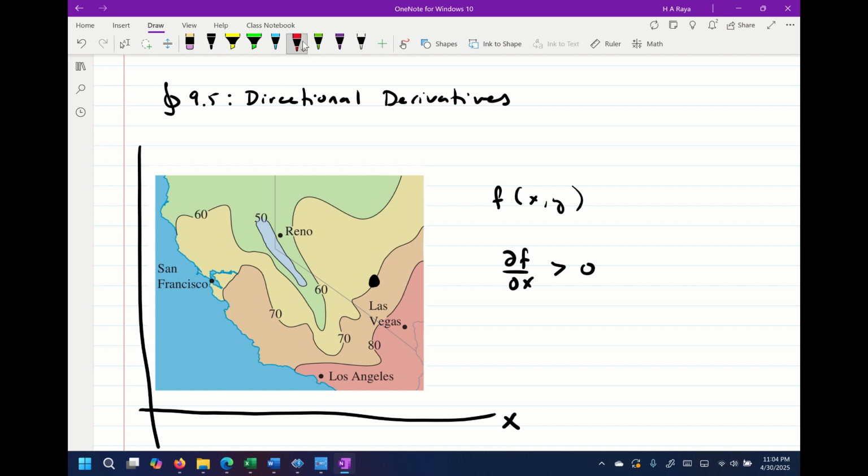On the flip side, if you go up in this direction, where your y values will be going upwards, you would be starting from an elevation of 70 and headed towards an elevation of 60. So your elevation would have gone downwards, and therefore the partial derivative of f with respect to y would be a negative number.